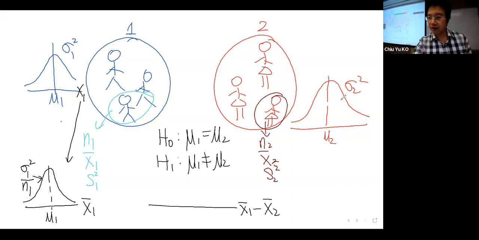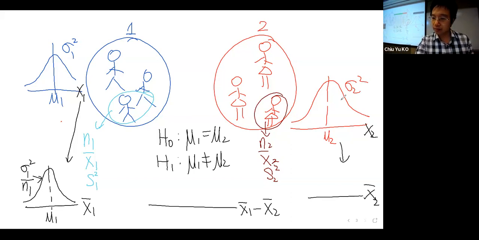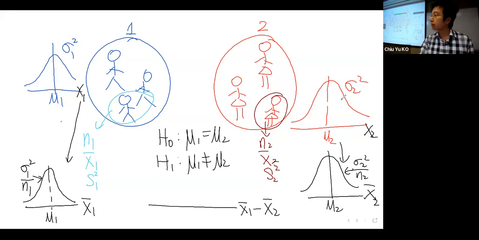The same goes for X2. If we look at the X2 mean, this will be the same mu2 here, but the shape will depend on how much data you got. Now, this is normal. This is normal, right? The difference between two normals is still normal, right? Remember the formula there.